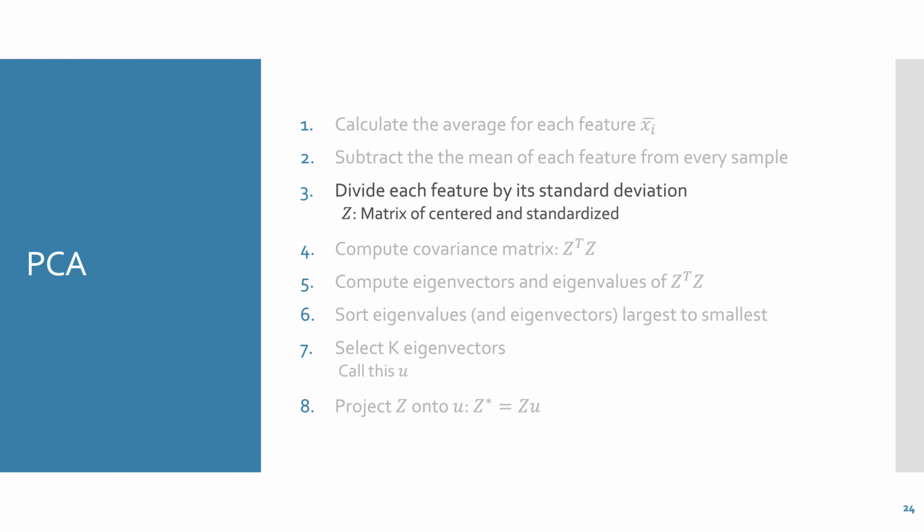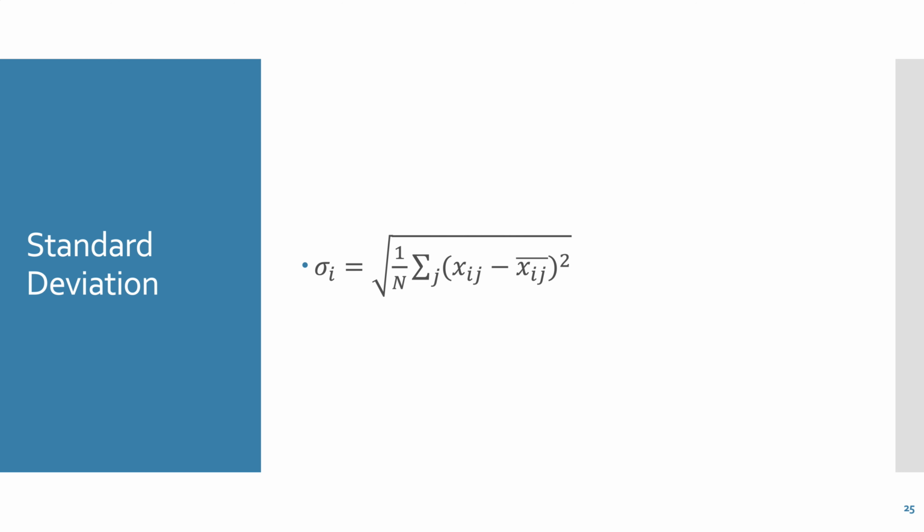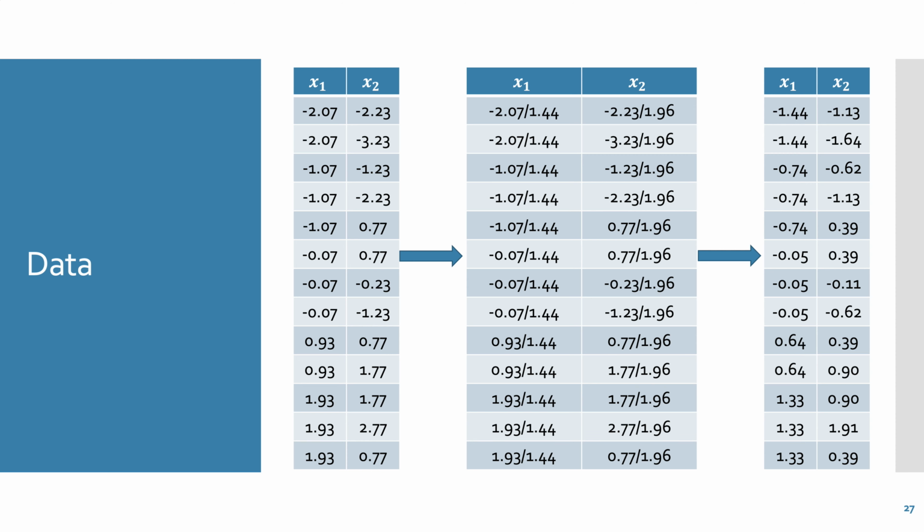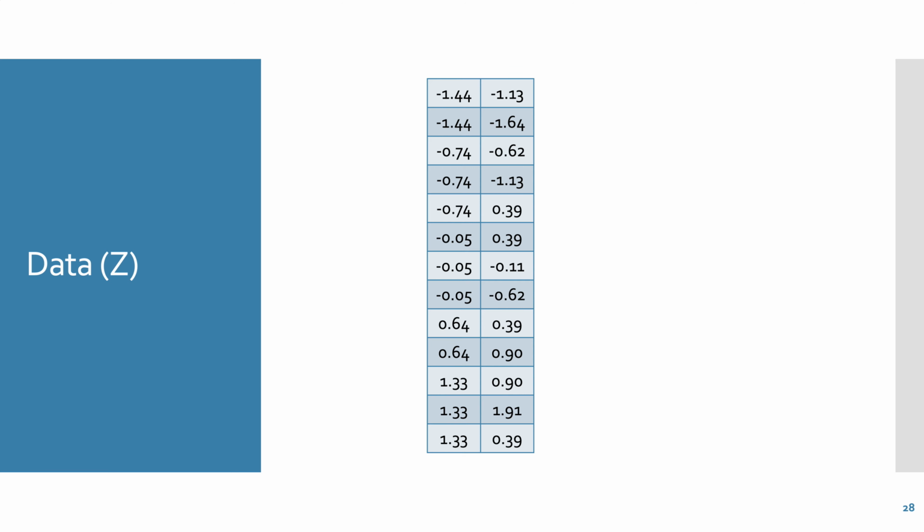Next, we need to divide each feature by its standard deviation. Remember that the standard deviation is calculated like this. You take every sample, subtract the mean, and square the result, summing them all up, dividing by the number of samples, and taking the square root. Lucky for us, we have already subtracted the mean. We find that the standard deviation of feature 1 is 1.44, and the standard deviation of feature 2 is 1.96. Dividing by the standard deviation, we now have the data on the right. This becomes our Z matrix, which is our original data, centered and standardized.